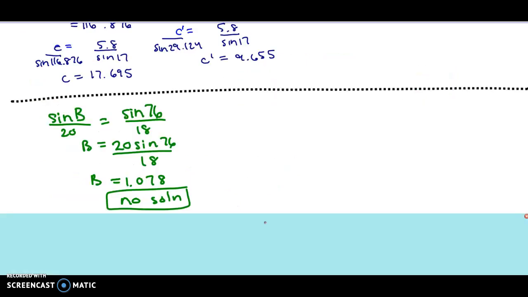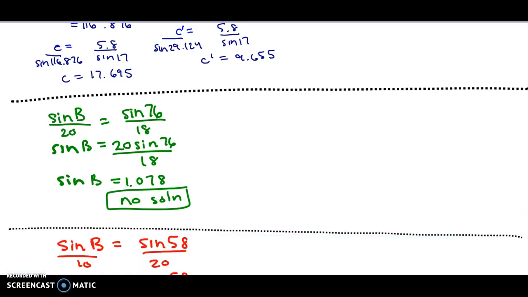Let's start with that second example. So remember we talked about there's really only one thing we can solve for first, which in this case is angle B. I do that, and then I get that the sine of B equals 1.078. So if I took the inverse of both sides, remember, you're going to get an error on your calculator. Why? Because 1.078 is not in the domain of inverse sine. So this is that example where it is no solution.